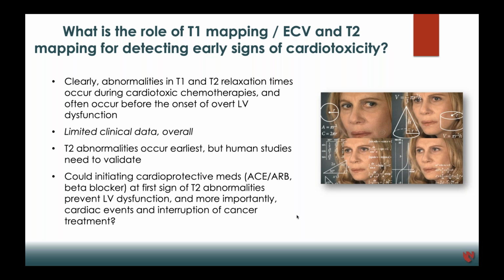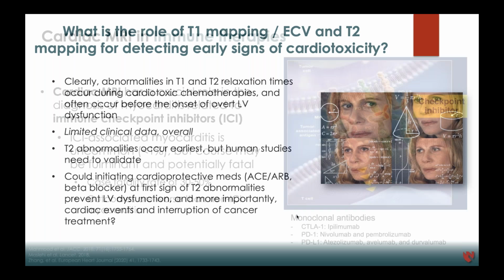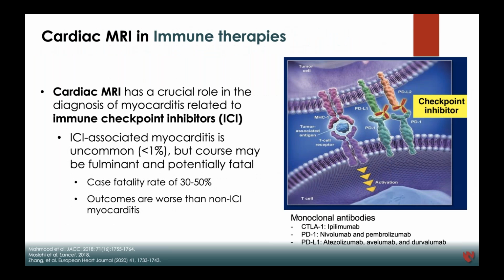And going from there, it'd be interesting to see if initiating cardioprotective meds like an ACE inhibitor or beta blocker at the first sign of T2 abnormalities would prevent LV dysfunction and prevent cardiac events and interruption of cancer treatment. So those are some clinical questions I have that could be answered in the future, but I think we just need a little more information about T2 abnormalities in our cardio-oncology population. So that's kind of wrapping up the biomarker section of the talk.